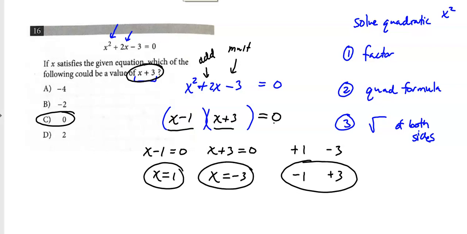So if I put 1 in here, it would have been 4, but I don't see any choices of 4 over here to the left. So I didn't need to do that. But if I put the negative 3 in there, I do get the 0 right here. But you didn't have to go that far.